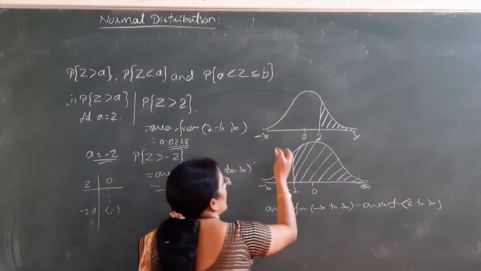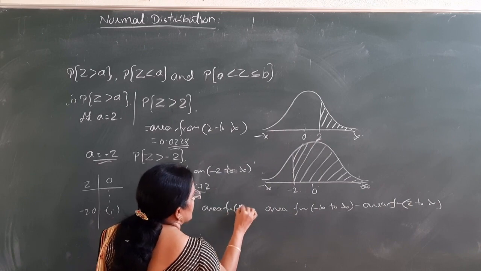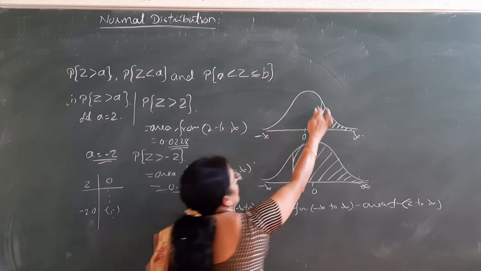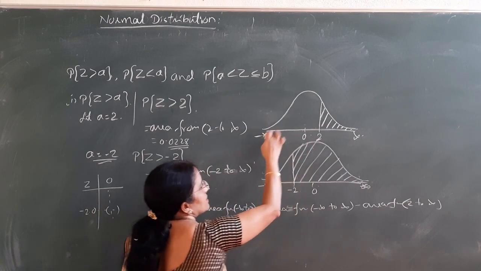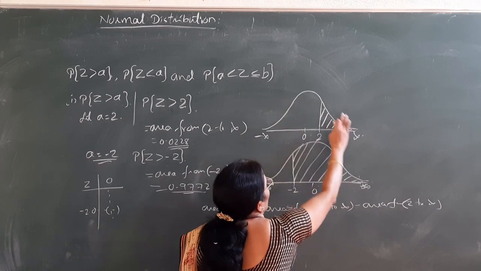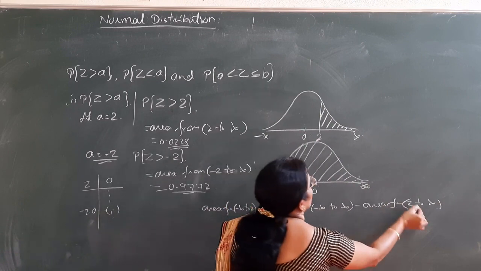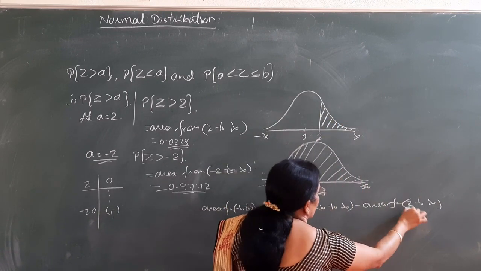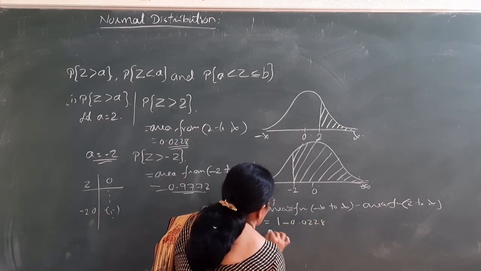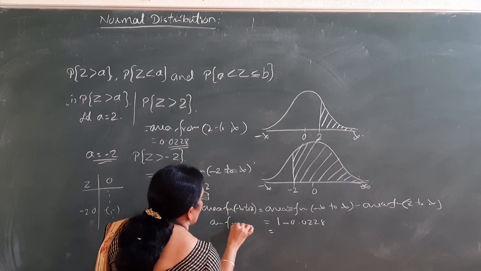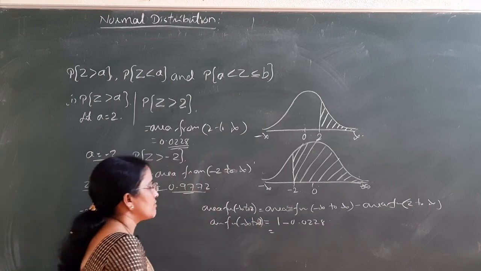That is, we can say the area from minus infinity to 2, that is this unshaded region, is equal to the area from minus infinity to infinity, this whole region. What is it? We know it is 1, right? Minus the area from 2 to infinity. This can be read from tables, and we already wrote this, that is 0.0228, right? And this is the area from minus infinity to z, or 2, the area from minus infinity to 2.